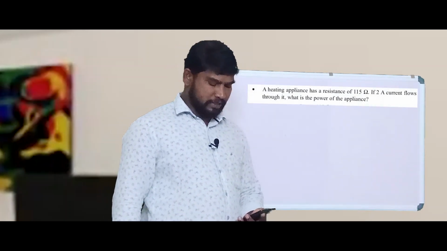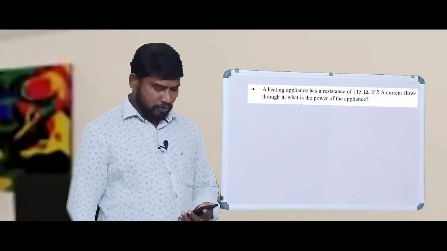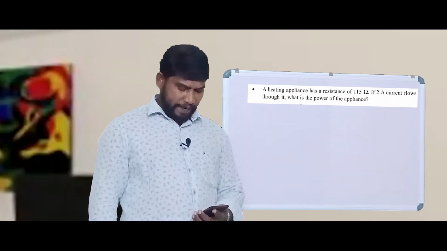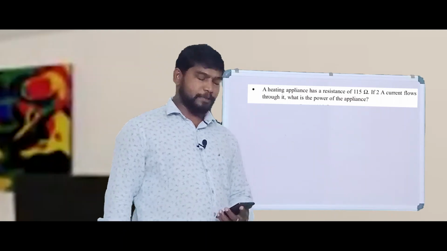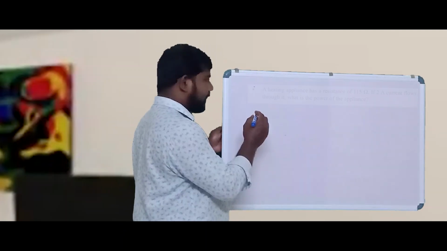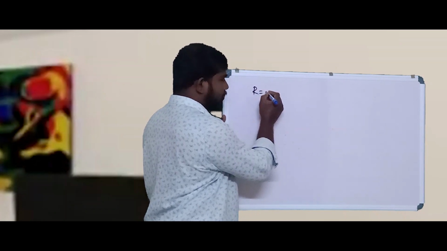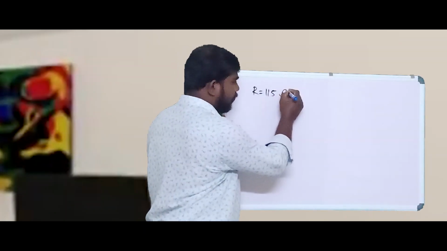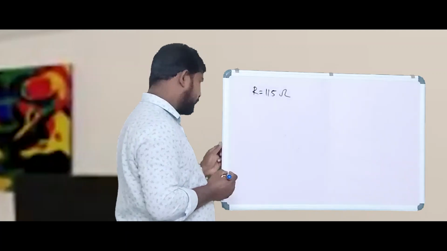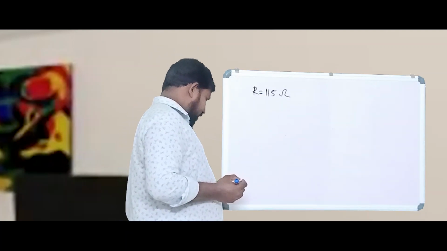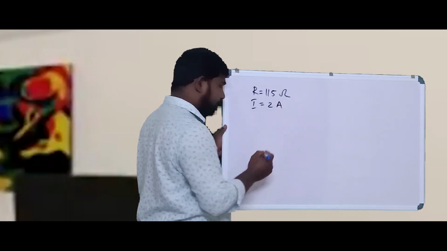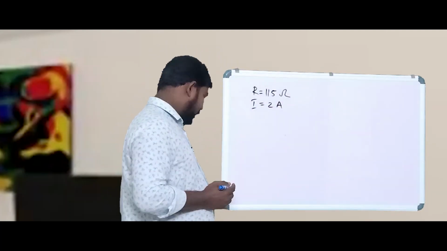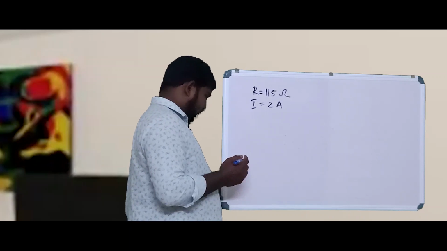The next question is, a heating appliance has a resistance of 150 ohm. If a 2 ampere current flows through it, what is the power of the appliance? Resistance given R is equal to 150 ohm, and the current I is equal to 2 ampere. And what is the power?